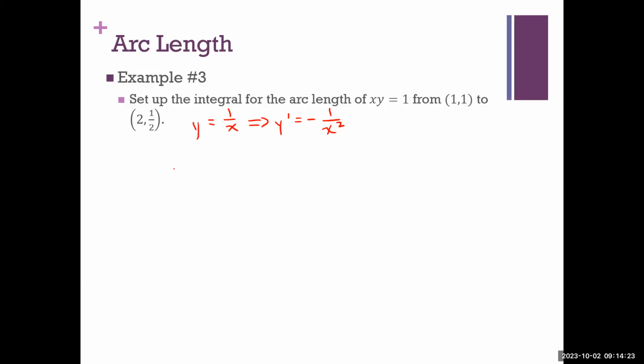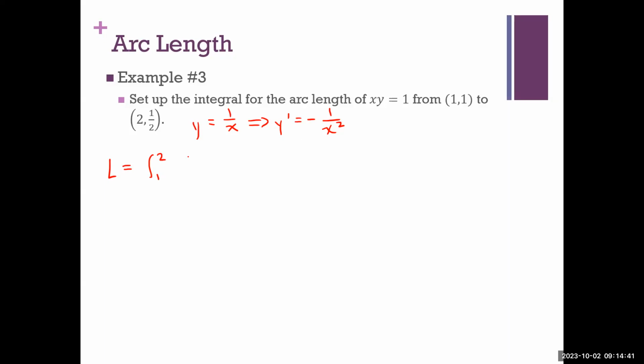Find the bounds. What are the bounds going to be? 1 to 2. Are we sure? Why are the bounds 1 to 2? Because we're going on the x values. That's exactly it.